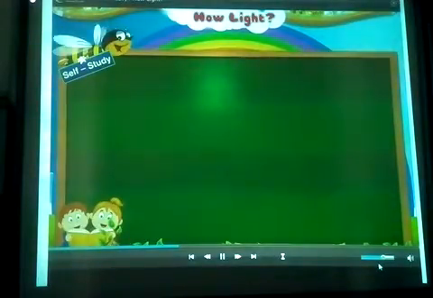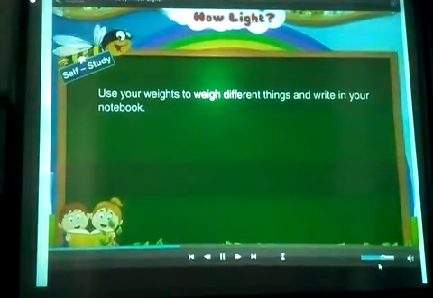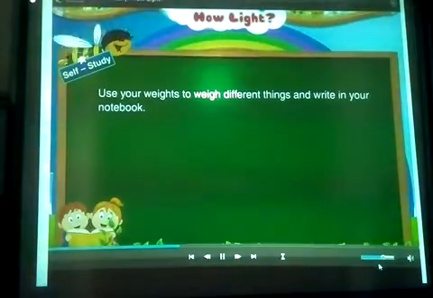Self-study. Use your weights to weigh different things and write in your notebook.